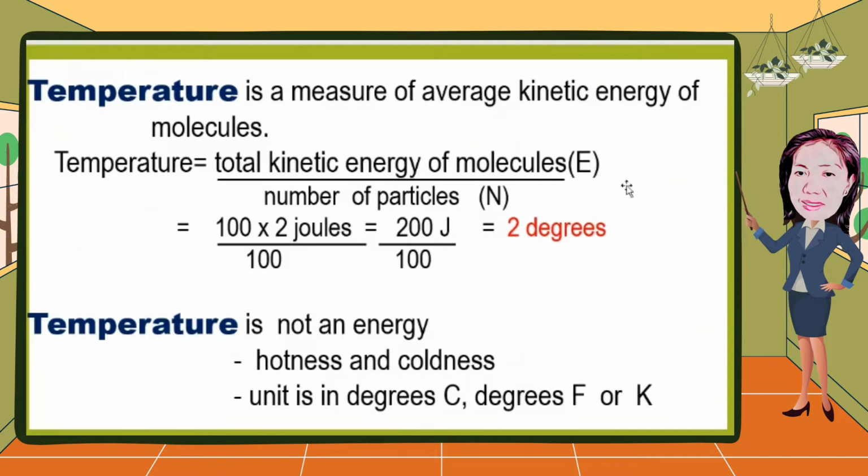So temperature is a measure of the average kinetic energy of all molecules in a substance. So the total kinetic energy divided by the number of particles will give you 2 degrees. But take note, temperature is not an energy. It is the hotness and coldness of the body. And the unit of temperature is degrees Celsius, degrees Fahrenheit, or Kelvin.